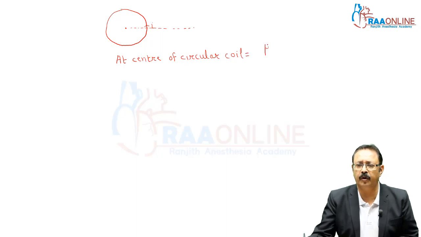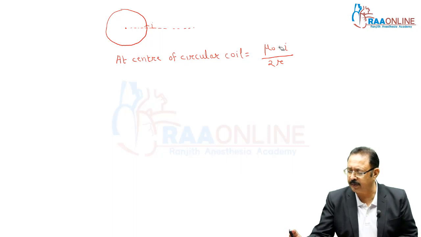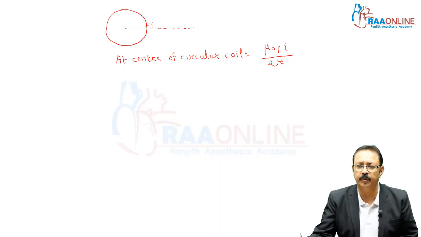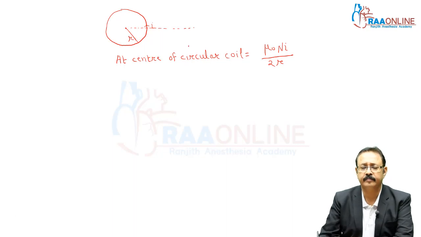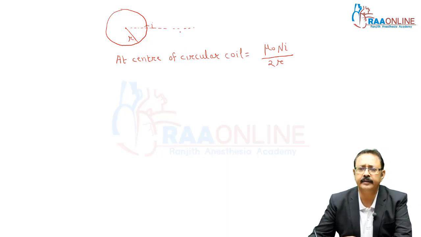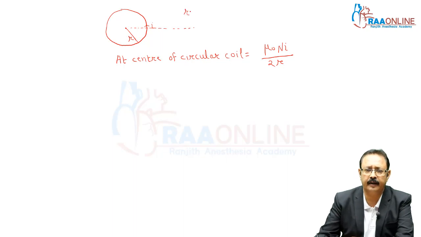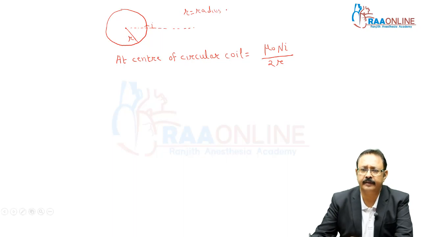It was mu naught Ni divided by 2R, or you can use capital N because small n we will use for some other physical quantity. Mu naught Ni divided by 2R. R is the radius of this circular coil and N is number of turns.